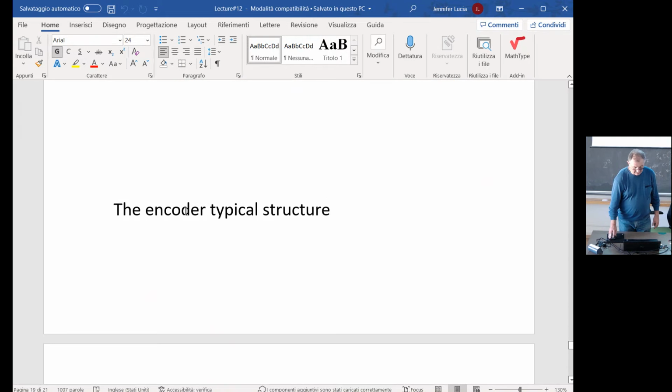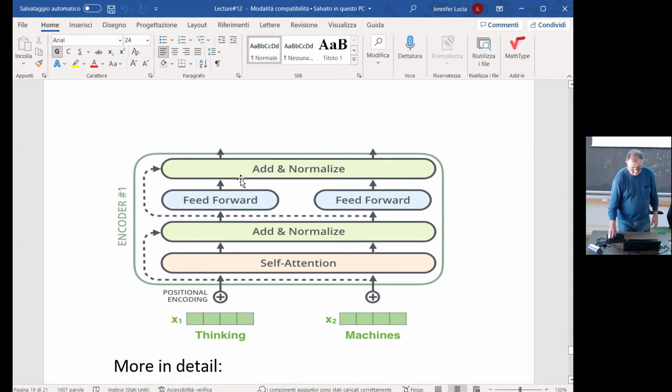The encoder typical structure is the following. So, thinking machines, the trace of two elementary words, only two: thinking machines. So, plus positional encoding by sine and cosine. We pass through self-attention. Then it is an encoder. Add and normalize. Then feed forward for two words. And then also add and normalize. This is typical encoder number 1. And we have 6 encoders.